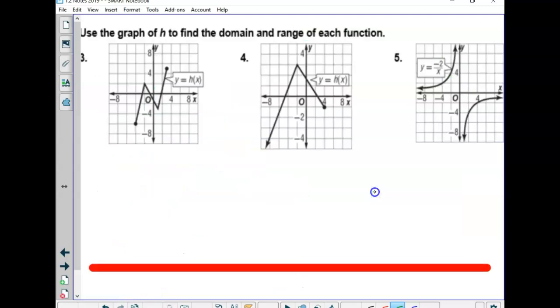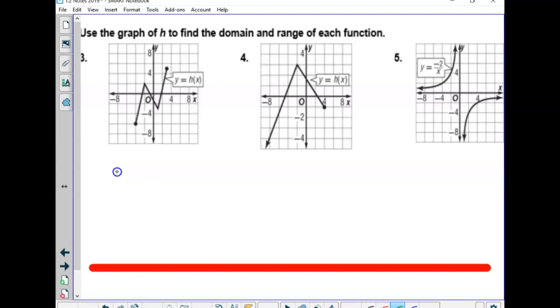All right. Domain and range. Do you have these? This should go really fast. Do we need to do all these? Maybe no. Which ones should we do? Maybe the first and last? Okay.